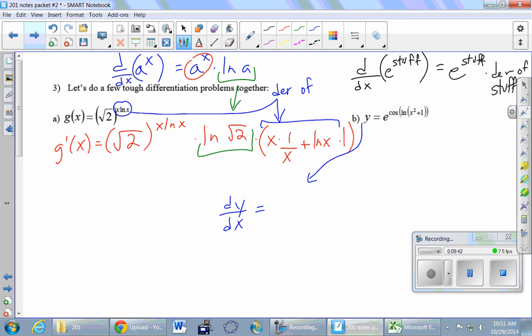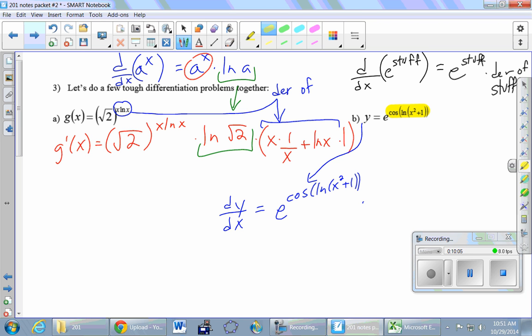Okay, so as we saw, it's e to the stuff times derivative of the stuff. So I copy the whole thing as is. And then I have to multiply by the derivative of the stuff. I'm going to highlight in yellow the stuff. So I need the derivative of that whole power, cosine of ln of x squared plus 1.